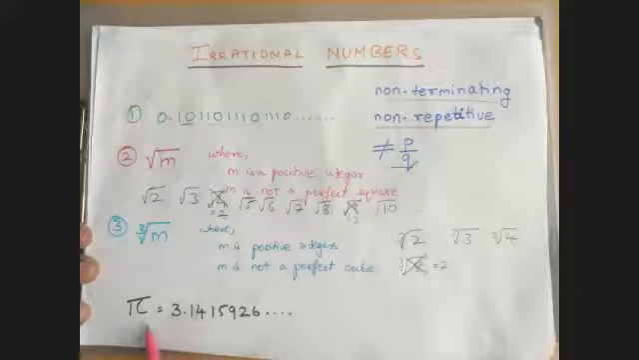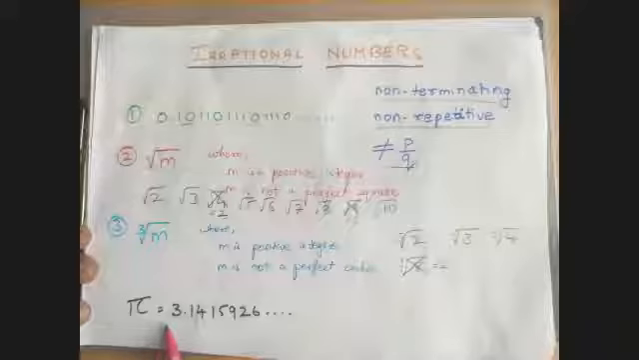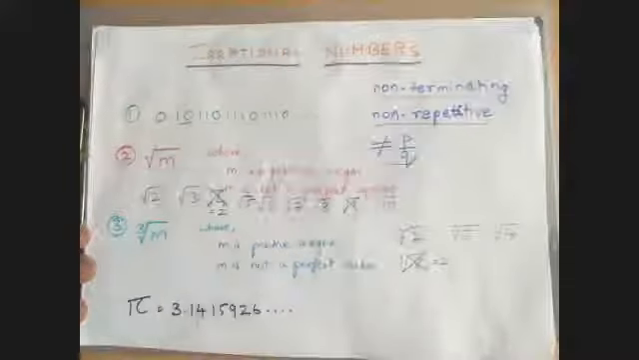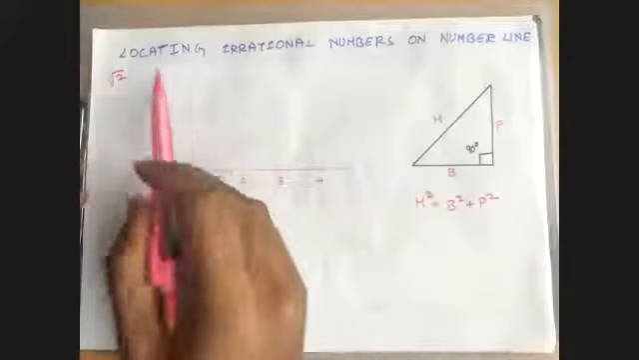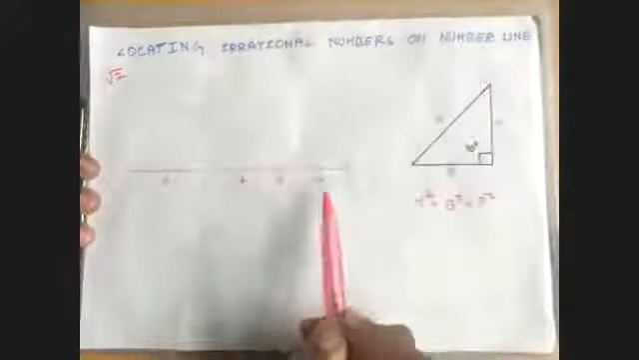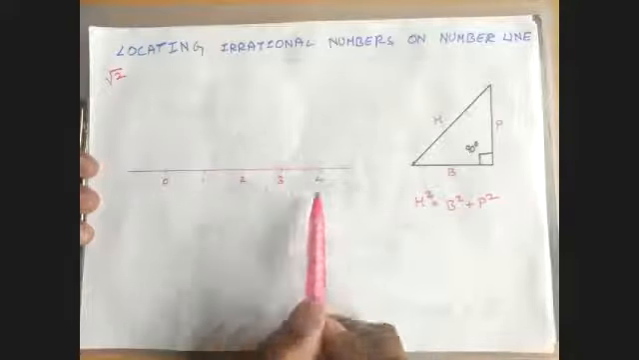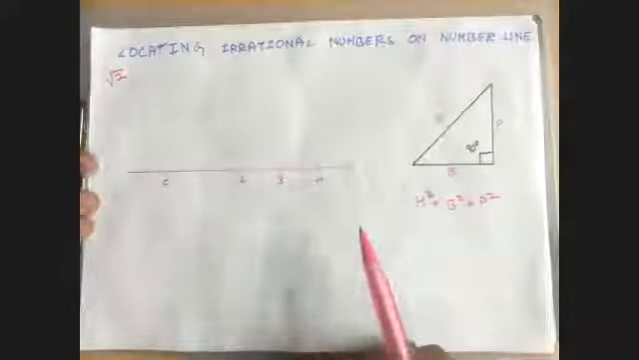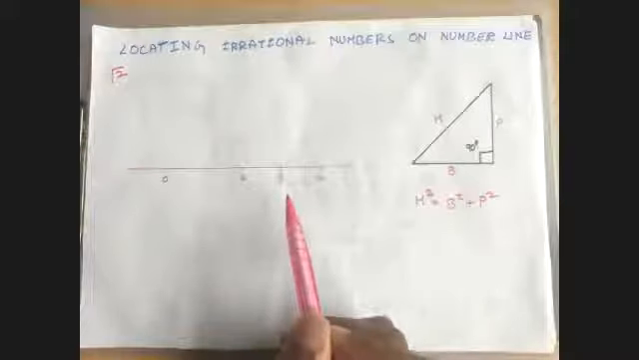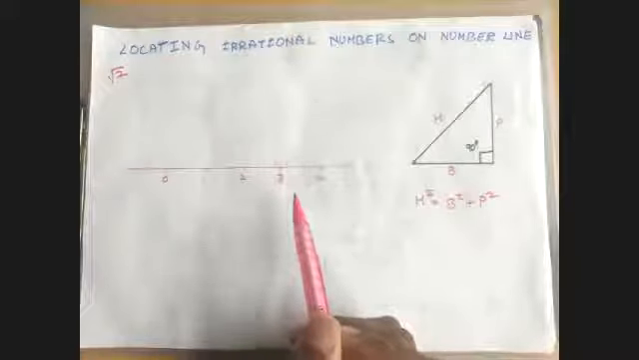And another best example is the value of pi, that is 3.1415, and it goes on. These are the examples of irrational numbers. Now let us see how to locate these irrational numbers on a number line. We know all these integer values and rational numbers. We know how to locate rational numbers, we saw in the last class. But how to locate irrational numbers?